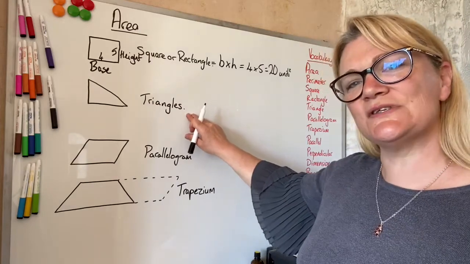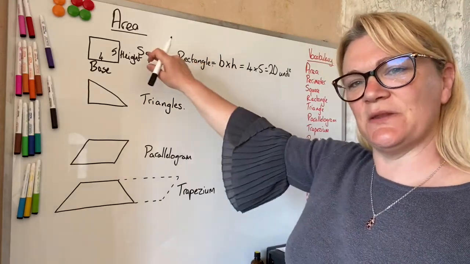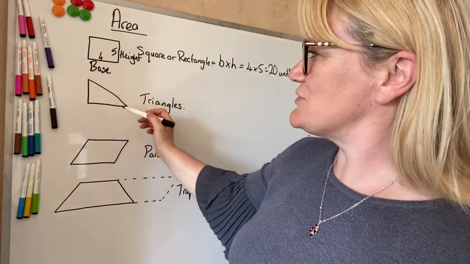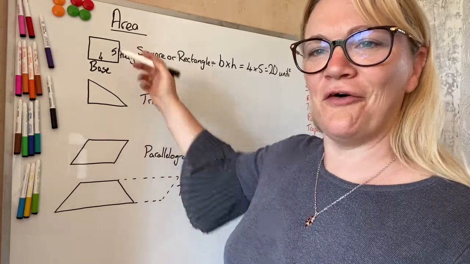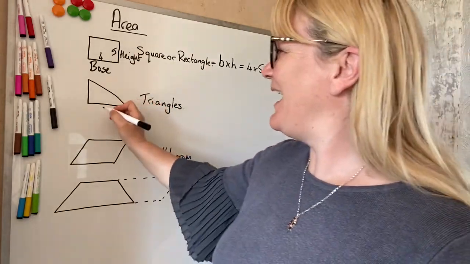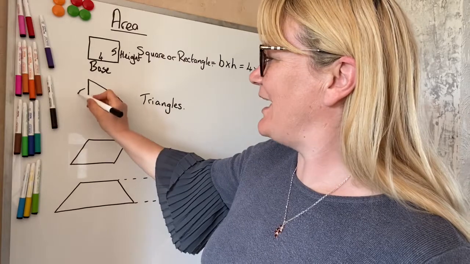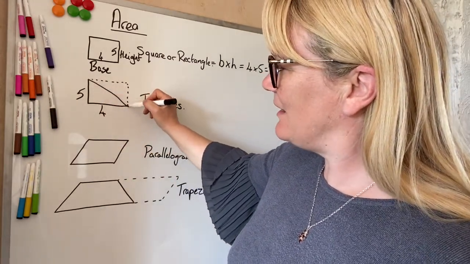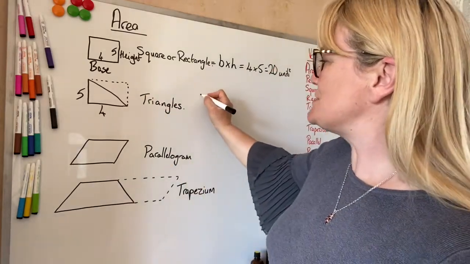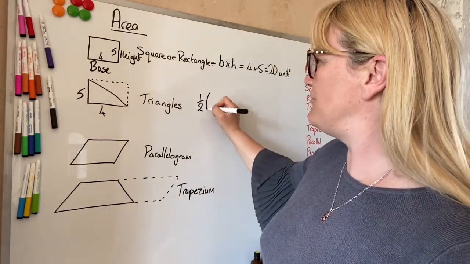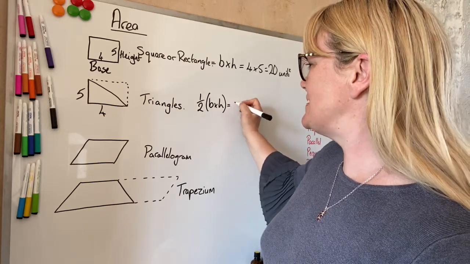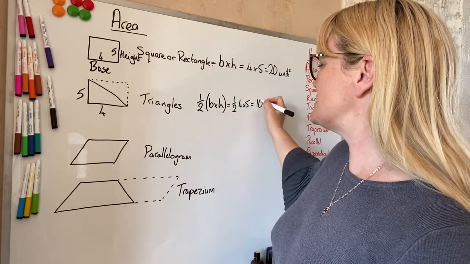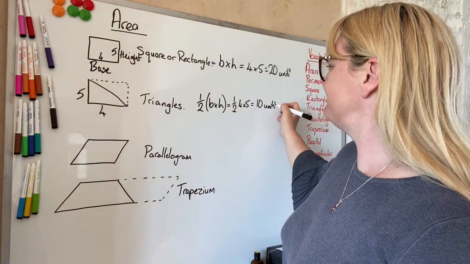When it comes to triangles, and this is why it makes it easier to have dealt with the base and the height on the rectangle, you can see this triangle is very roughly half of the rectangle above. And so if that had a base of 4 and a height of 5 as well, you can see that we're missing half of the rectangle. So to find the area of a triangle, we do half of the base times the height, which in this case is half of 4 times 5, giving us 10 units squared.